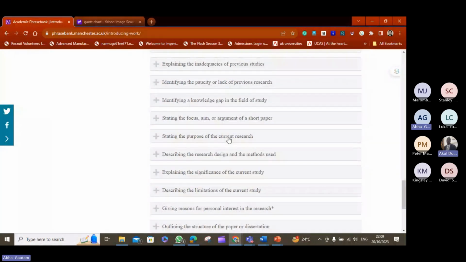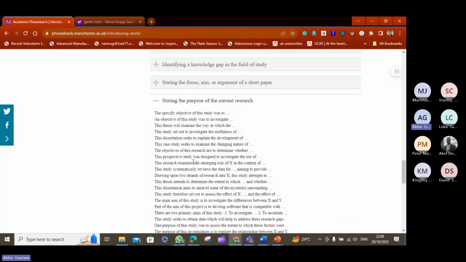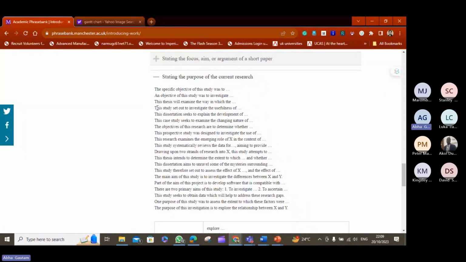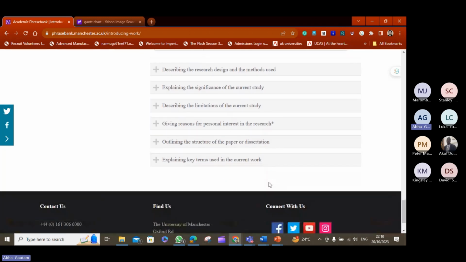The document. If you want to state the purpose of your research, of your writing or report, what you can do? You can say, this study set out to investigate the usefulness of. How cool this line is. If you are running out of words, so as to make it impactful or not to show it in a monotonous manner, you can use different phrases, n number of phrases. See here, part of the aim of this project is to develop software that is compatible with. Are you getting my point? What I'm trying to say?